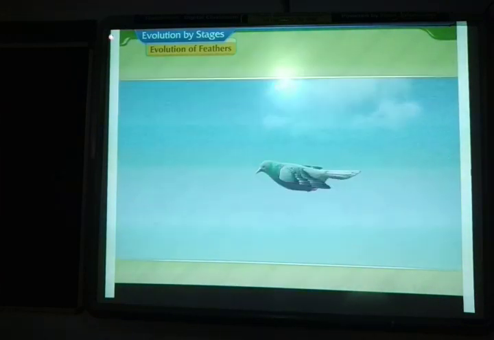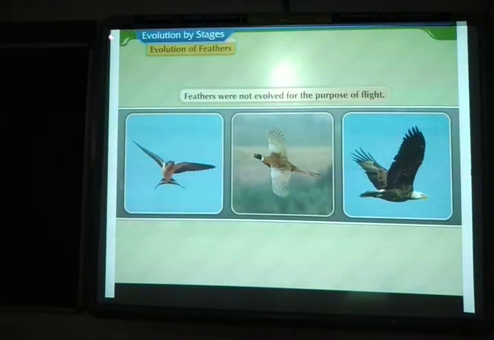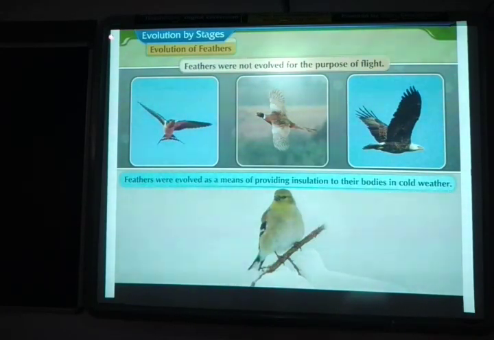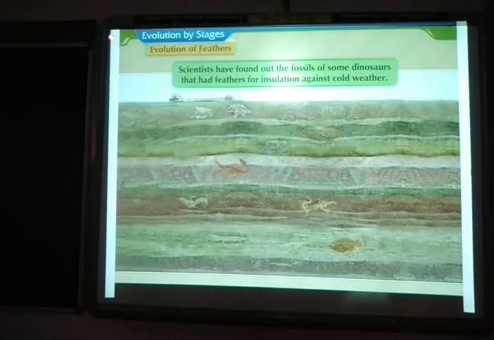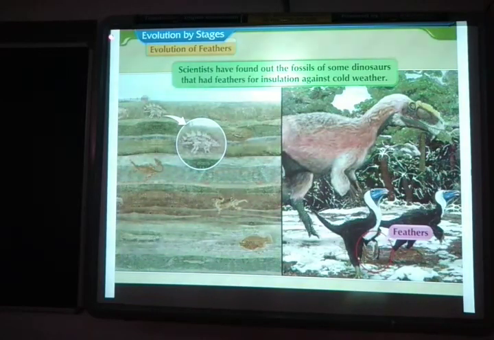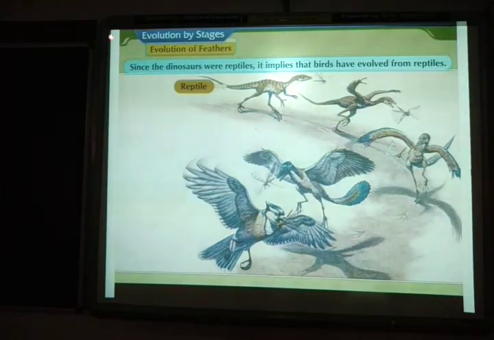Evolution of feathers. You must have seen a bird making use of its feathers for the purpose of flying. But the feathers were not evolved for the purpose of flight. They were evolved as a means of providing insulation to their bodies in cold weather. Scientists have found fossils of some dinosaurs that had feathers for insulation against cold weather. Since the dinosaurs were reptiles, it implies that birds have evolved from reptiles.